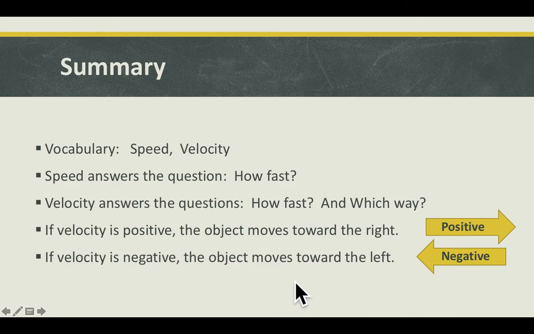Go ahead and finish the bookmarks for speed and velocity and do the practice with these concepts.